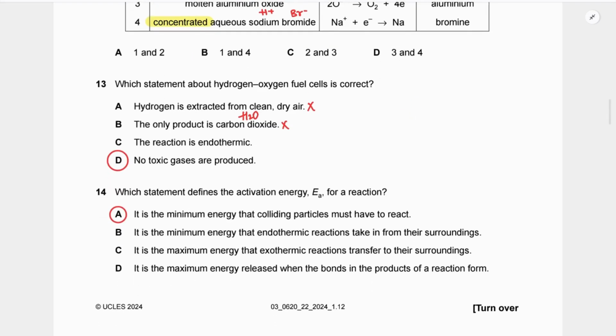Which statement defines the activation energy for a reaction? It is the minimum energy that colliding particles must have to react, which is correct. It is the minimum energy that an endothermic reaction takes in from the surroundings, which is incorrect. It is the maximum energy of the exothermic. No, we don't talk about minimum, maximum. We only talk about the colliding particles, a minimum energy which is required for colliding the particles so that they can start reacting. So the first answer is only correct, which is A.